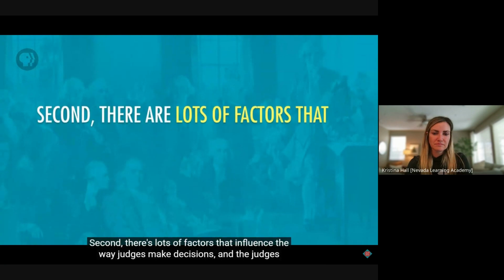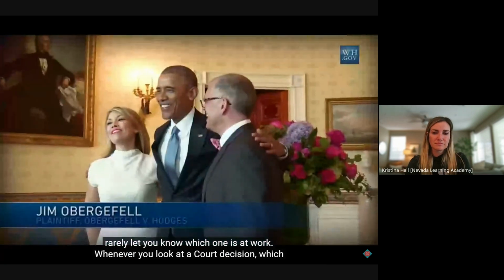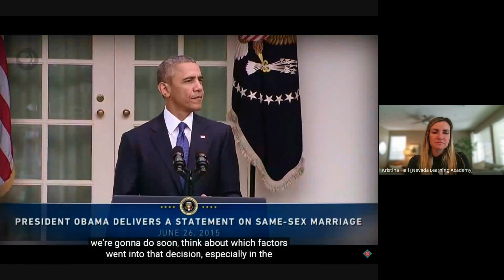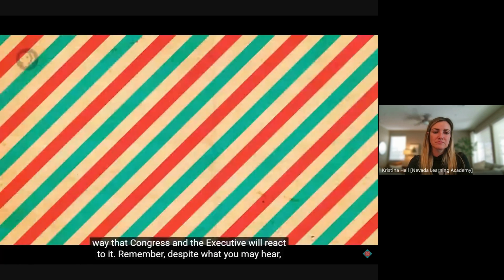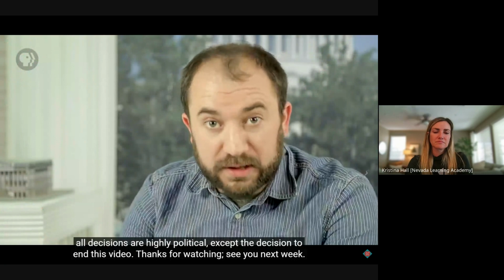Second, there's lots of factors that influence the way judges make decisions, and the judges rarely let you know which one is at work. Whenever you look at a court decision, which we're going to do soon, think about which factors went into that decision, especially the way that Congress and the executive will react to it. Remember, despite what you may hear, all decisions are highly political, except the decision to end this video.